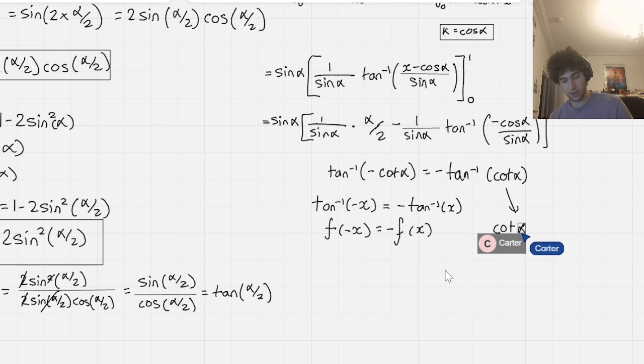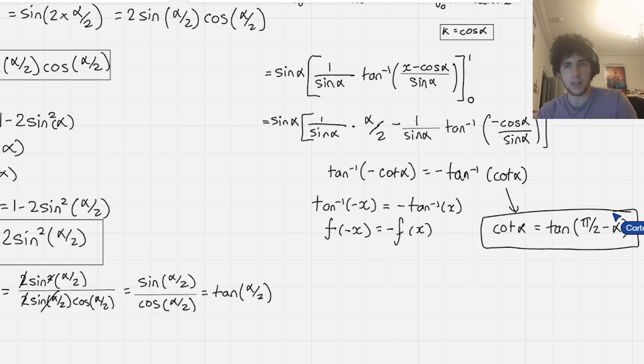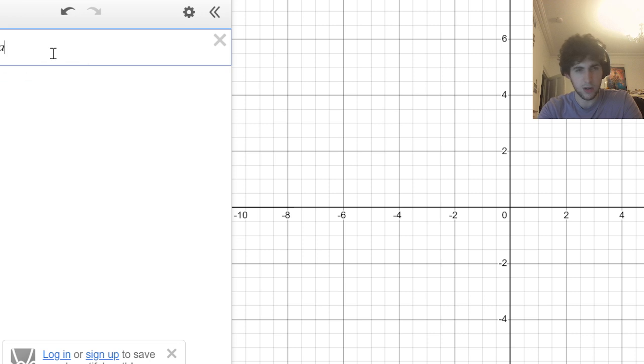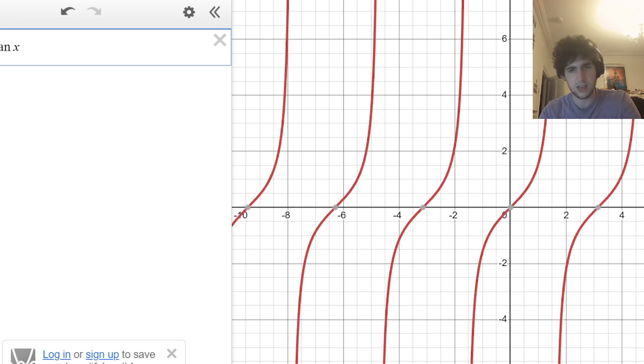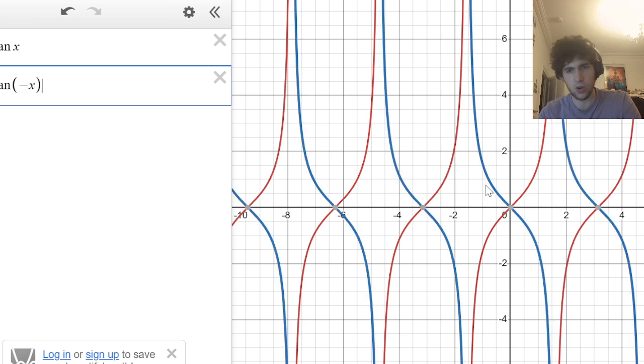So cot alpha in general is equal to tan of pi over 2 minus alpha, right? So what does this mean? Well, again, if you look at their graphs, in fact, I might just get up Desmos for this. It's best described by Desmos. So let's have a look at tan x. Tan x looks something like that. And if I do tan of x, and then tan of minus x, what's that doing?